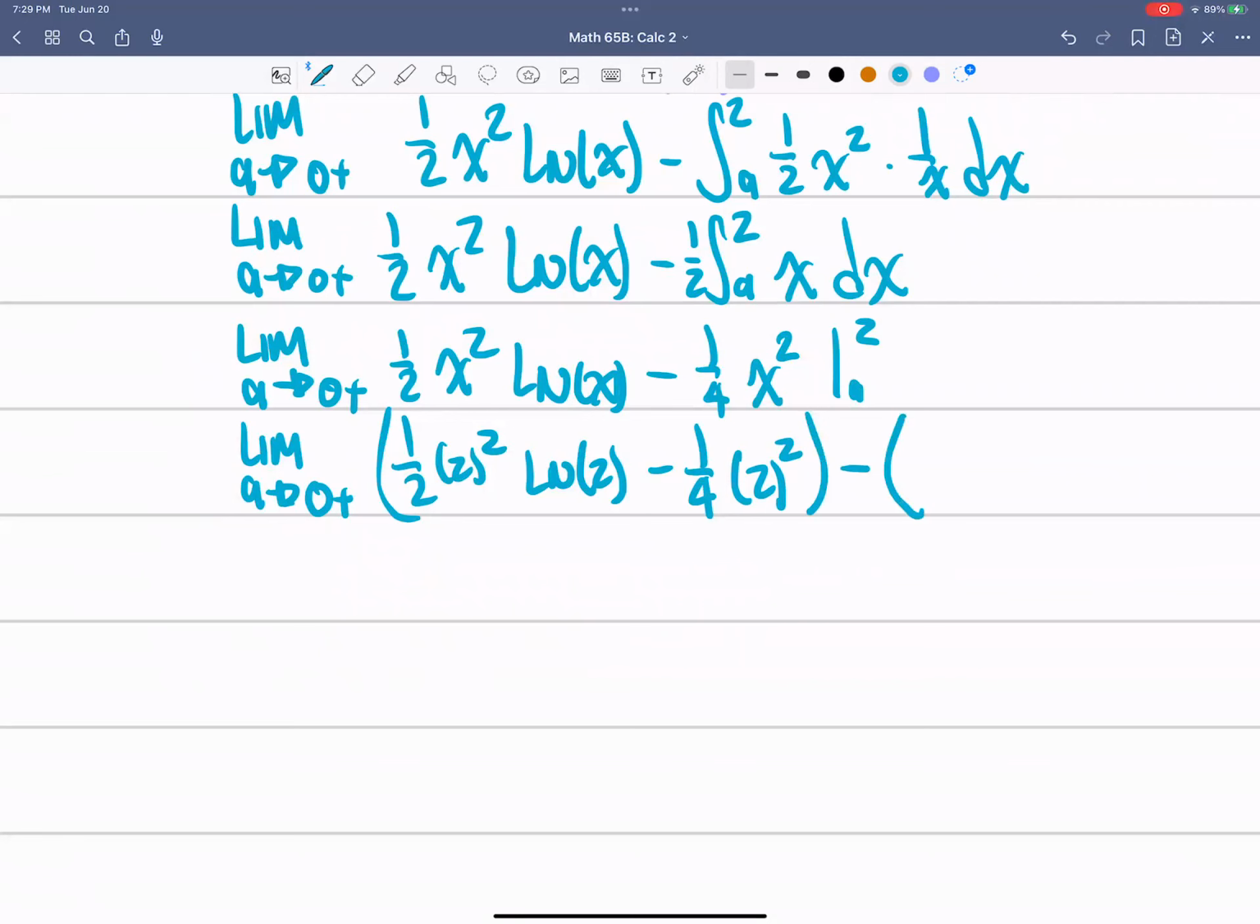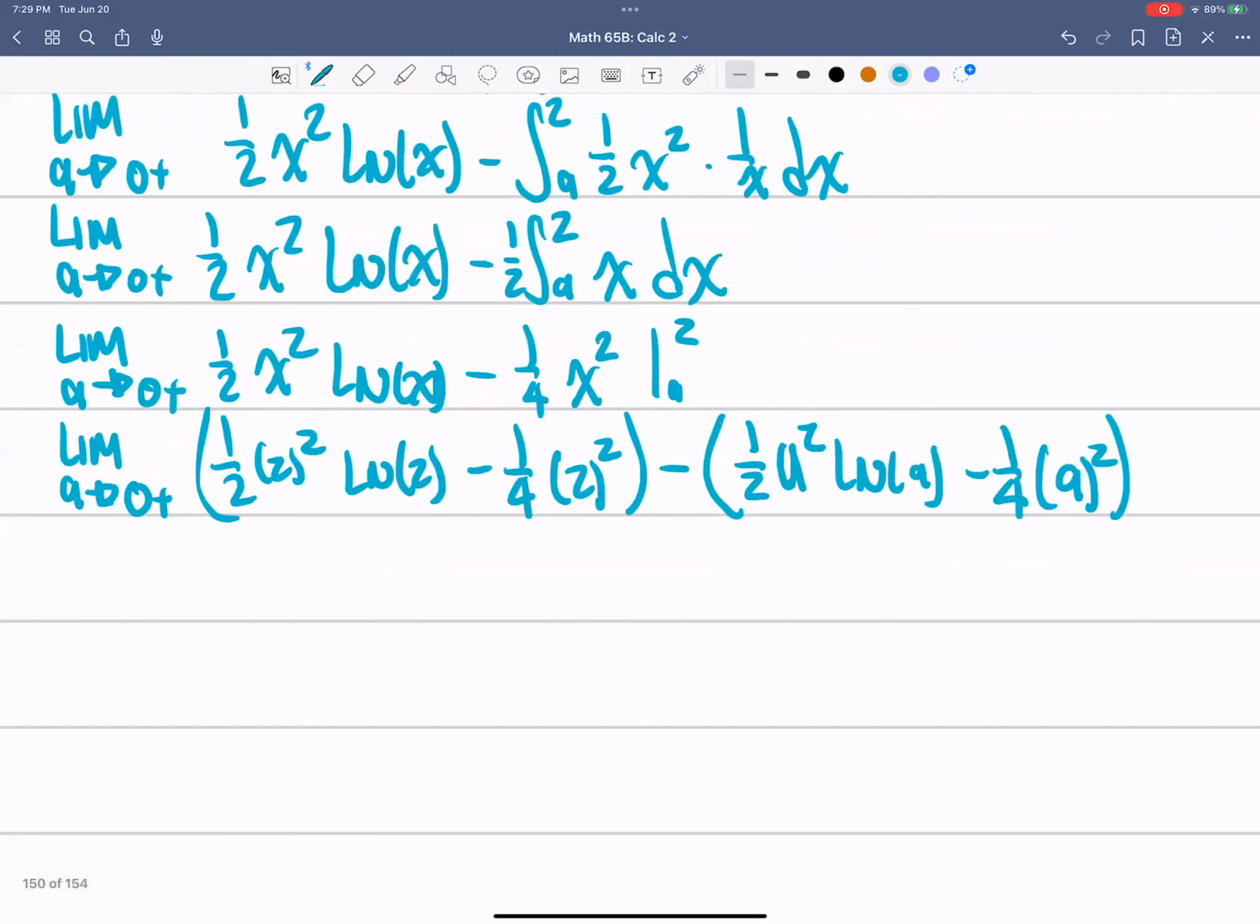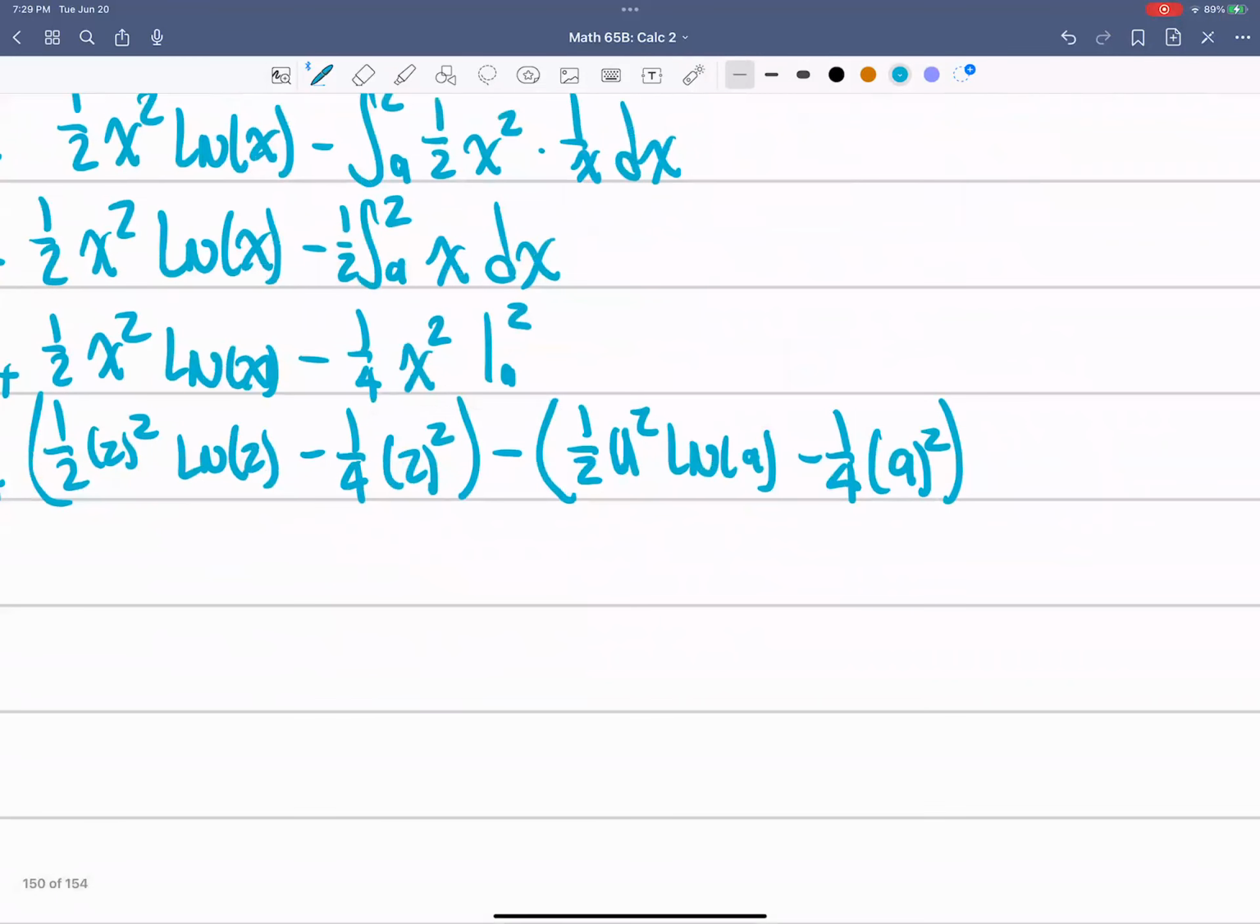And we're subtracting as we go 1 over 2 a squared ln of a minus 1 over 4 a squared. And a is going to go to 0. So it doesn't even matter that this goes to a very, very negative number. It's still being multiplied by 0. So this goes to negative infinity, but because we're multiplying it by 0, this whole thing is just going to go to 0. Same thing here. This goes to 0.